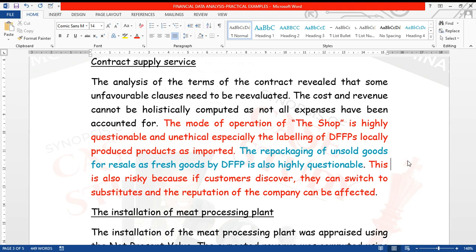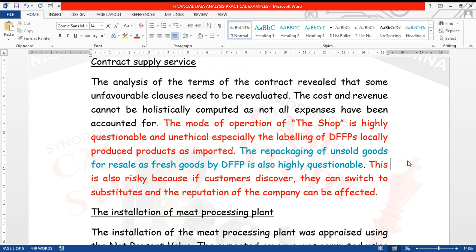But now you don't have outflow, inflow, scrap value, or almost everything. How do you know what to start assuming? That is an example of this contract supply service. They did not give us information that we could really compute, so we cannot ascertain whether to go for this project. In this case, they have to sit down, reevaluate and reassess the project again. Even with the unethical behavior, everything is just looking wobbly.